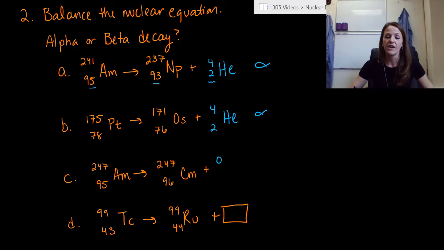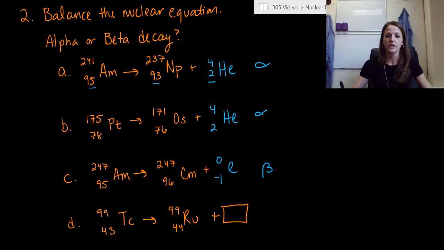So we have 95 on our reactant side, 96 on our product side. If it ever goes up from reactant to product, you know you have to have a negative number. And the only negative number we talk about here is -1. So immediately you're thinking, oh my goodness, this is an electron. This must be beta decay.